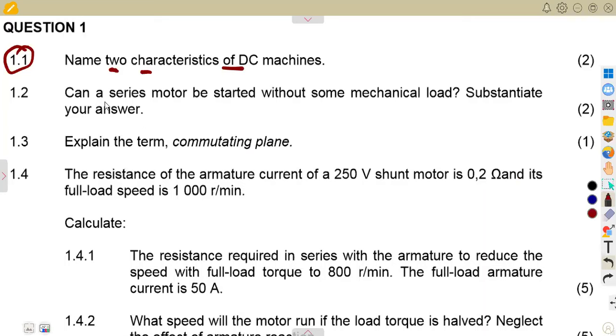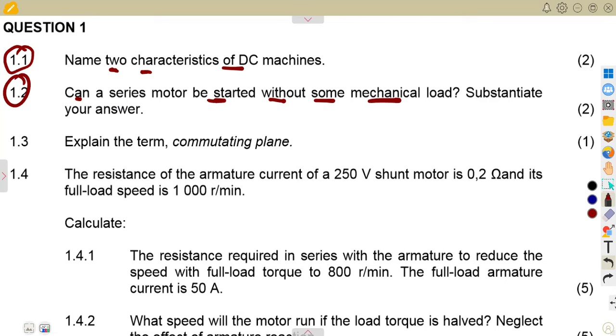All right, so let us move on to 1.2. Can a series motor be started? It's a question, all right? Can it be started without some mechanical load? Then we are asked to give a specific reason. Why are you saying yes or no? So, can a series motor be started without some mechanical load?